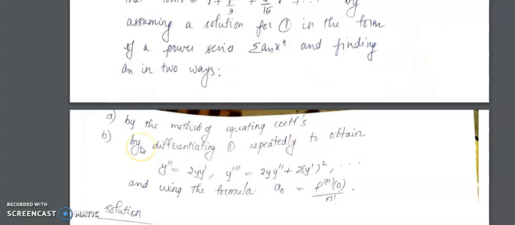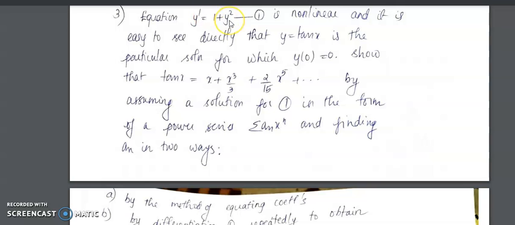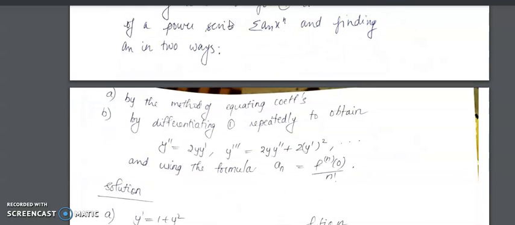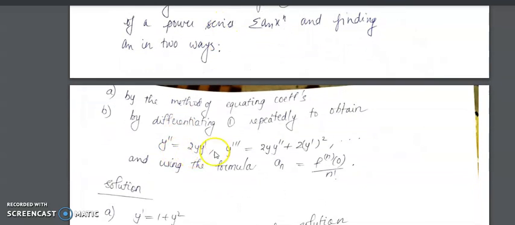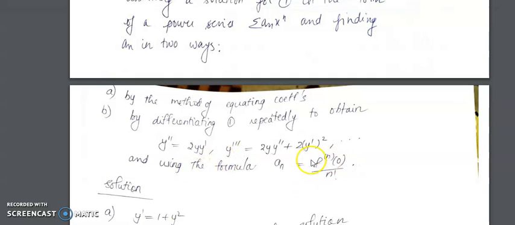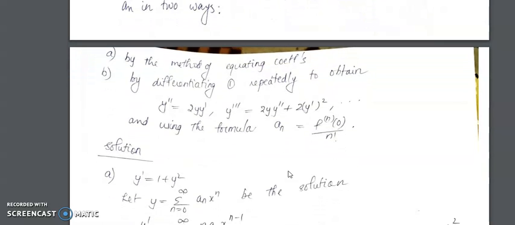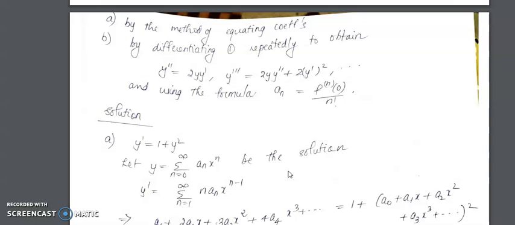So in the equation 1 you are given y dash. So upon differentiating you will get the second derivative, then you can find the third derivative, and so on. And then this is using the Taylor expansion. So a n will be f n at 0 by n factorial. So using that way you need to find a n. So let us look at the values of a n.